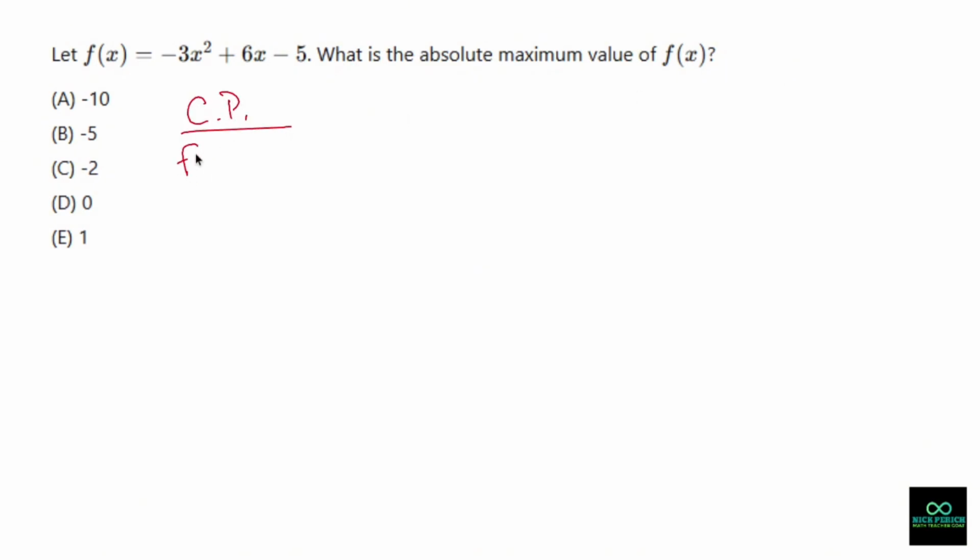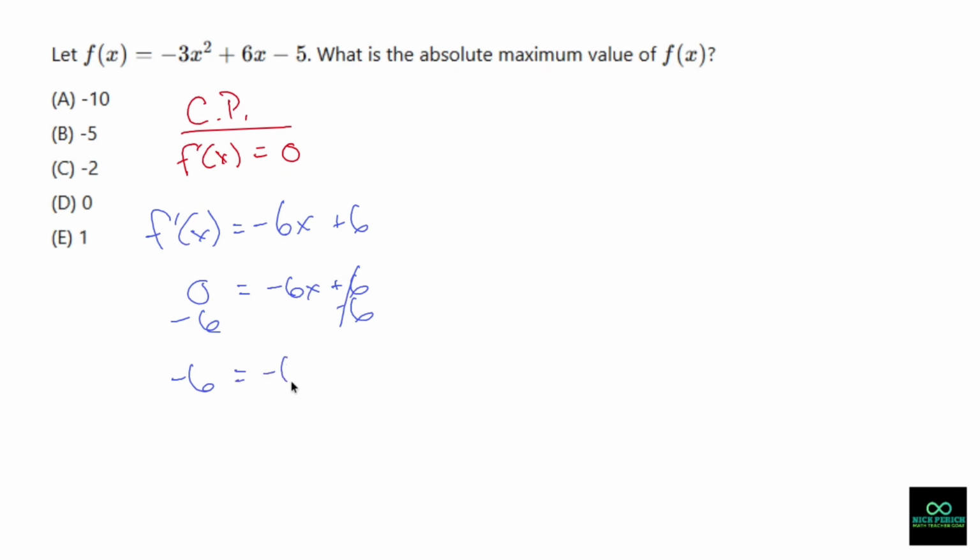Well, you take f prime of x and then set it equal to 0. So f prime of x is going to be the derivative of f, so negative 6x plus 6 plus 0. So set it equal to 0, like so. Subtract 6 from both sides. Negative 6 equals negative 6x. Divide both sides by negative 6. And positive 1 equals x. So the critical point is going to be 1.